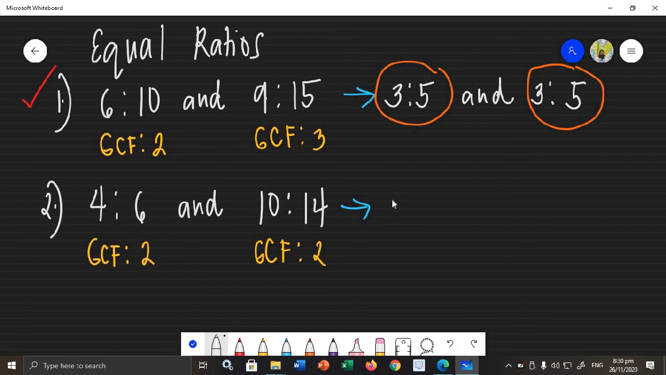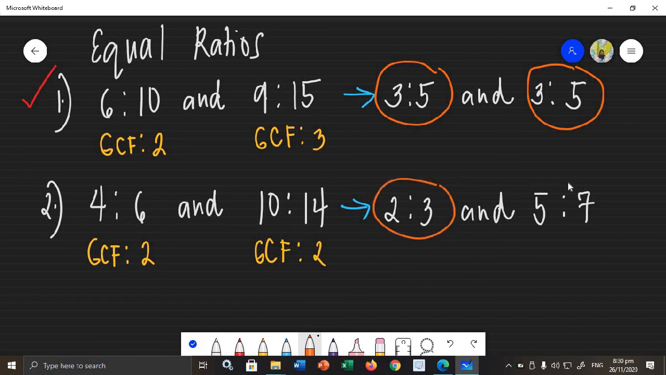So, 4 divided by 2, that is 2. 6 divided by 2, that is 3. And then, 10 divided by 2, that is 5. And 14 divided by 2, that is 7. So after getting the lowest term of each ratio, we did not come up with the same value or the same ratio. Therefore, we can conclude that example number 2 is not an equal ratio. Or 4 is to 6 and 10 is to 14 are not equal ratios. So that is how a ratio and equal ratio goes.